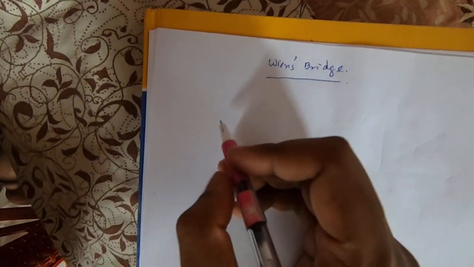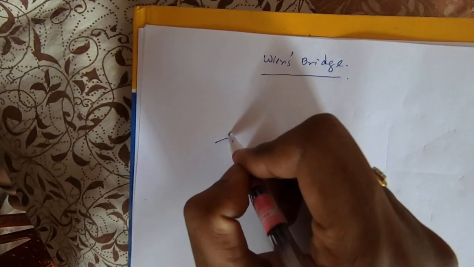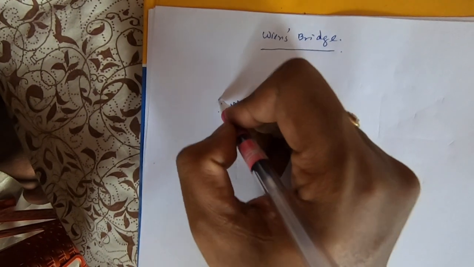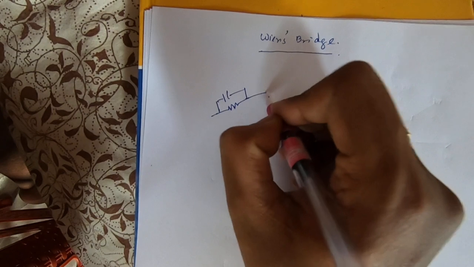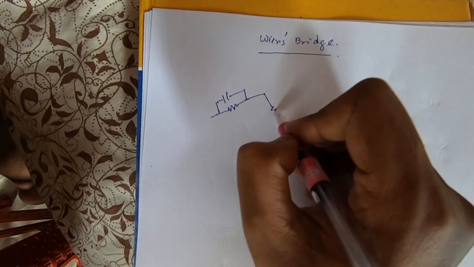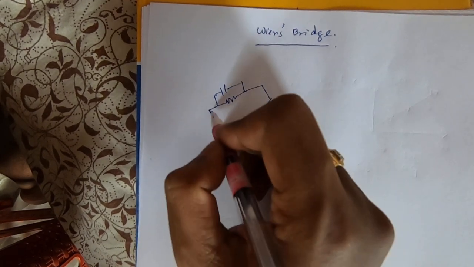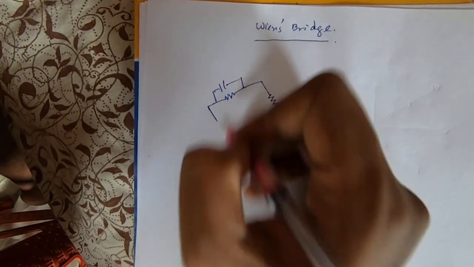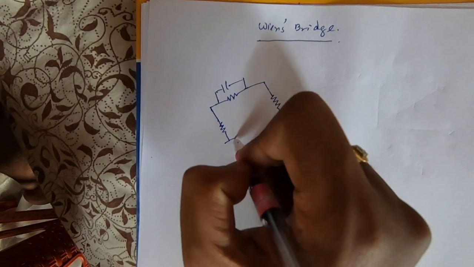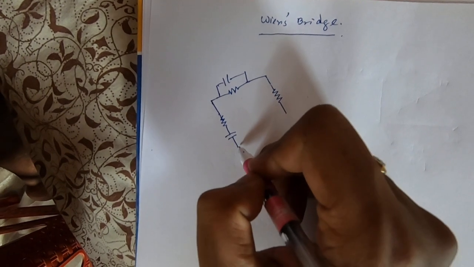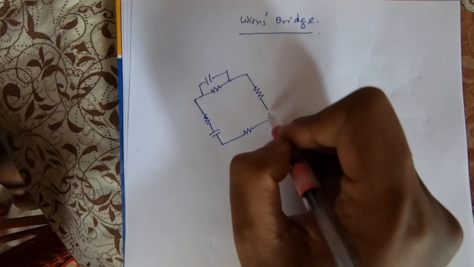As we know, any bridge will have four arms. In arm 1 we will have one resistor and one capacitor connected in series with it, and in arm 4 there will be one resistor only. So this is arm 1, 2, 3 and 4. In arm 2 there will be one resistance and one capacitance connected in series with each other, and in arm 3 there will be one resistor only.